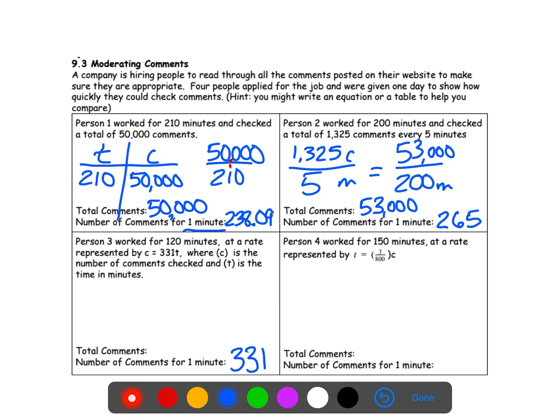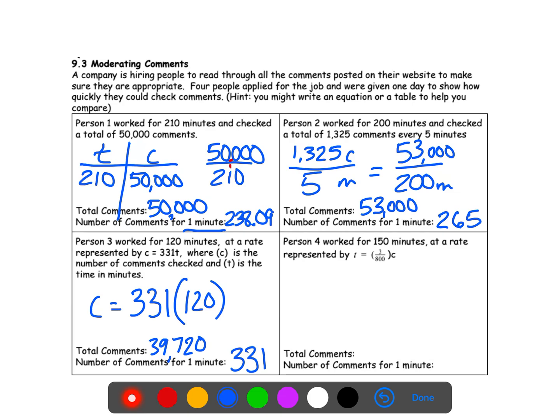Now I do need to calculate the total, so I'm going to have to use this equation to find the number of total comments, multiplying the constant of proportionality by the number of minutes, 120 minutes. And that would give me a total of 39,720. All right, let's look at the last one.